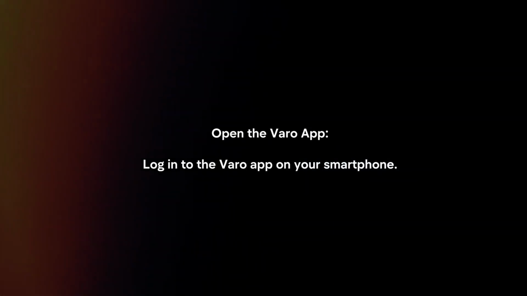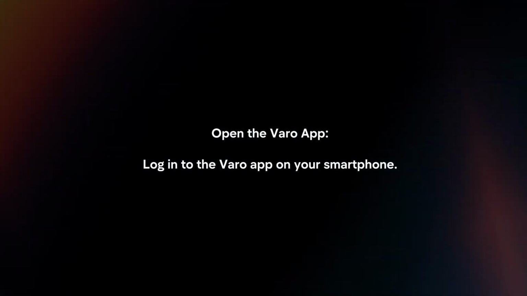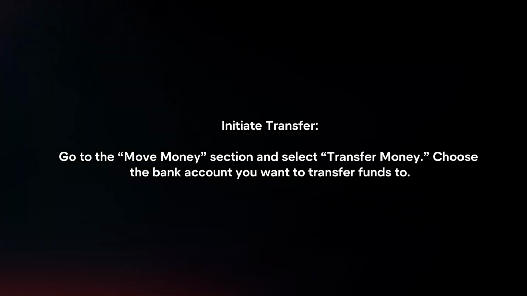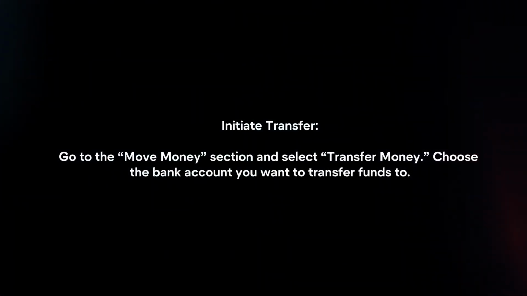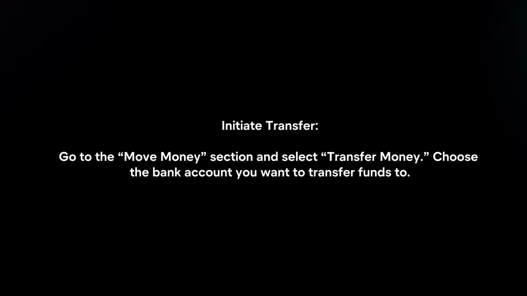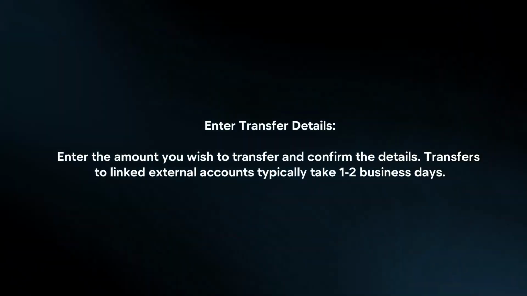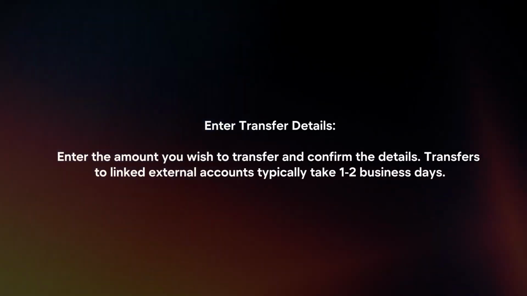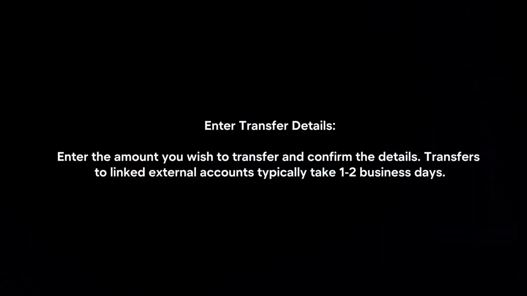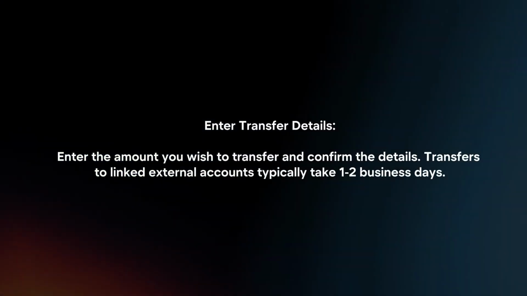Transfer to another bank account. Open the Varo app. Log into the Varo app on your smartphone. Initiate transfer. Go to the Move Money section and select Transfer Money. Choose the bank account you want to transfer funds to. Enter transfer details. Enter the amount you wish to transfer and confirm the details. Transfers to linked external accounts typically take 1 to 2 business days.